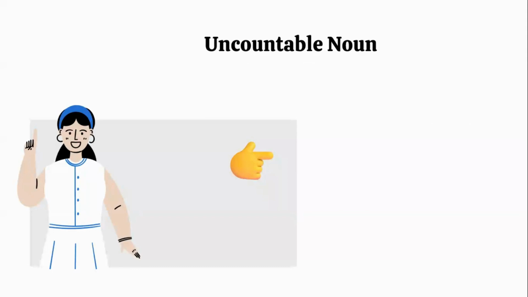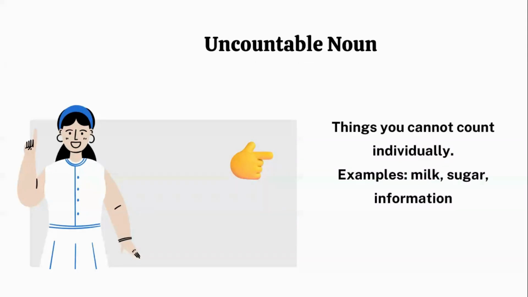The last one, not the least, that is uncountable noun. So, what is uncountable noun? Things you cannot count individually, right? That means countable noun is what you can count, and uncountable noun may be anything that you can't count individually. So, for example, you can say milk, you cannot count it, right? Sugar, you cannot count it. Information, you cannot count it, right? So, this is uncountable noun.